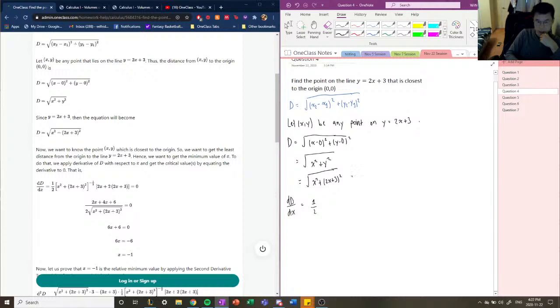I should have expanded this first, actually. Let me expand this and make it easier. So this is x squared plus 4x squared plus 12x plus 9, which equals 5x squared plus 12x plus 9. So this is going to be 5x squared plus 12x plus 9 to the power of negative 1 over 2, or negative 0.5. And then the derivative of the inside is just going to be the derivative of 5x squared plus 12x plus 9, which is going to be 10x plus 12. Okay.